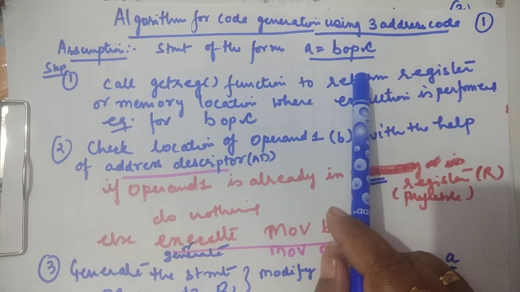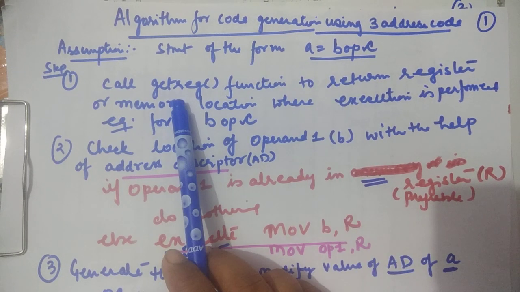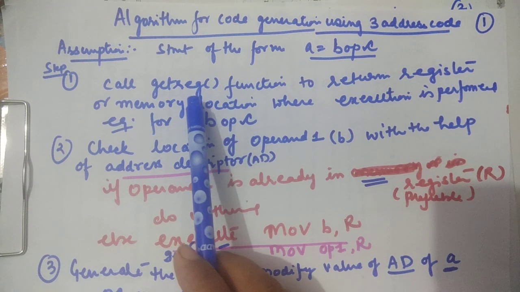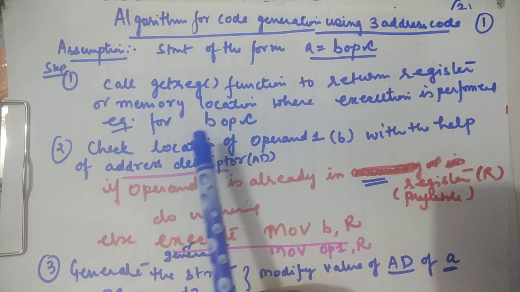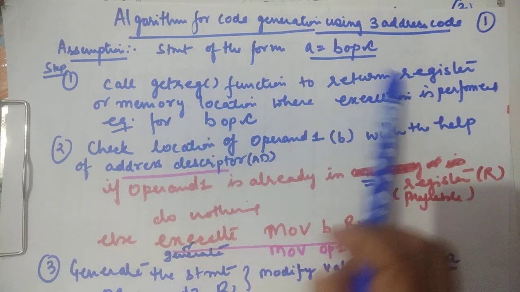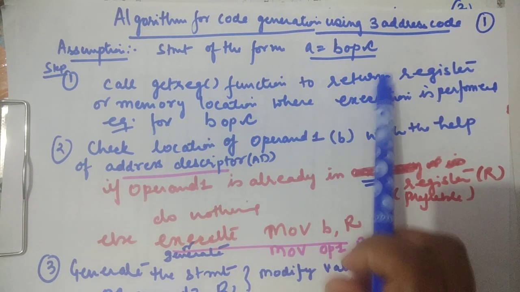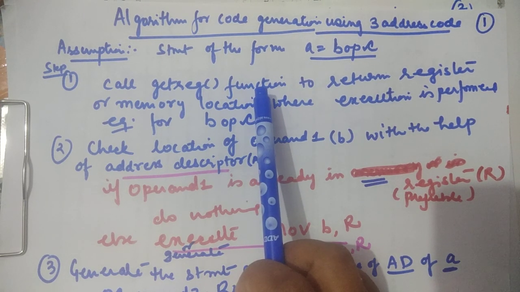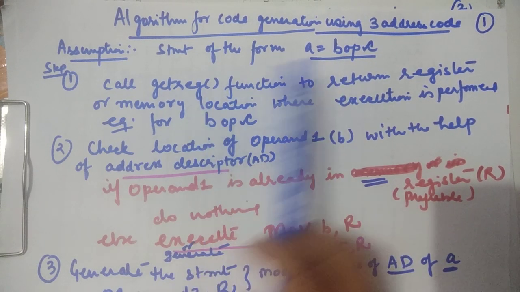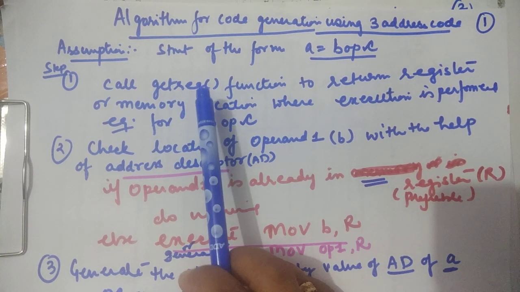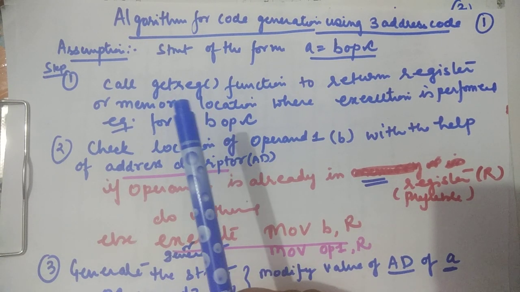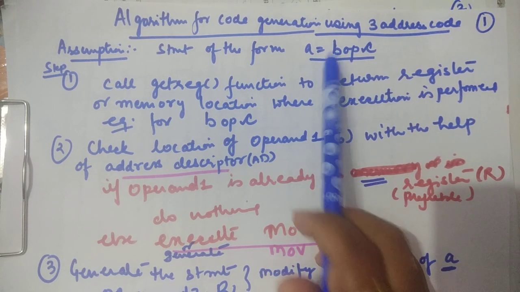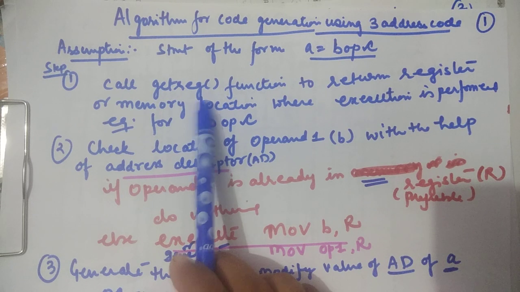So how are we going to start with this algorithm? Firstly, we are going to call the get register function. What this get register function will do, we'll discuss later also. This function will simply return the registers or memory locations. It gives the details of how many registers you have for the execution of a given statement. Clear? The get register function will tell you the set of registers for the execution of a given statement. Fine, so first we call the get register function.